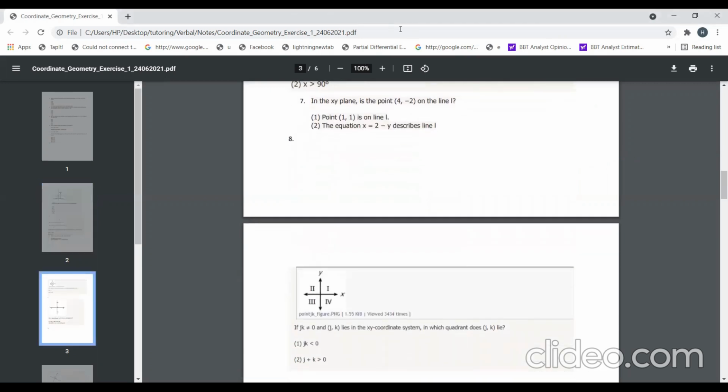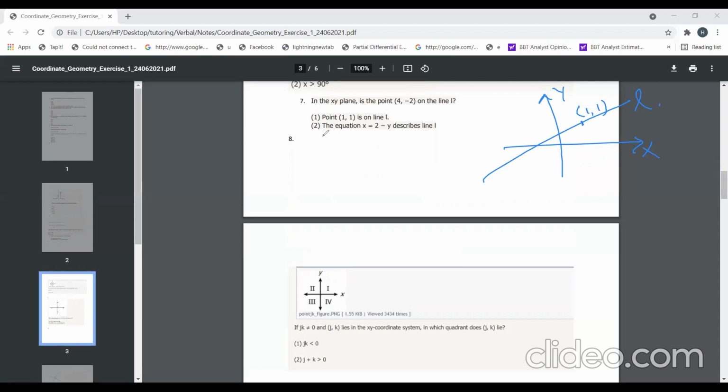In the XY plane, is the point 4, minus 2 on the line L? Okay, so in the XY plane, this is Y, this is X. We have been given a line L. And what is the information given? That point (1, 1) is on the line L. Let's say this is (1, 1).